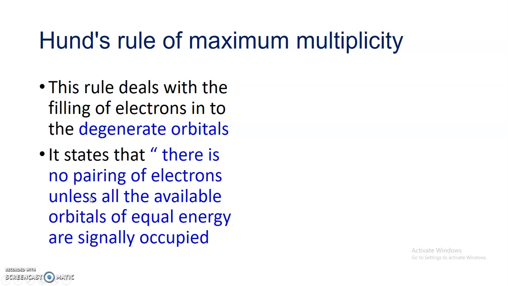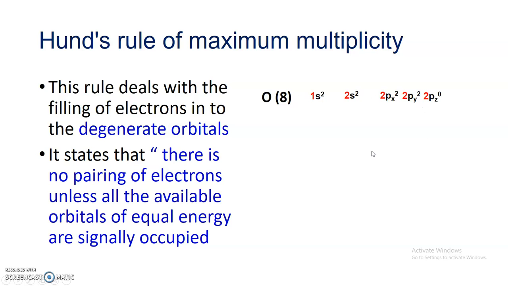And according to Hund's law of maximum multiplicity, there is no pairing of electrons unless all the available orbitals of equal energy are singly occupied. Okay, we will take an example. Again, consider oxygen. Atomic number is 8. It means there are 8 electrons, and one way of writing the electronic configuration is 1s2, 2s2, 2px2, 2py2 and 2pz0. So 2 plus 2 is 4, plus 2 is 6, plus 2 is 8.